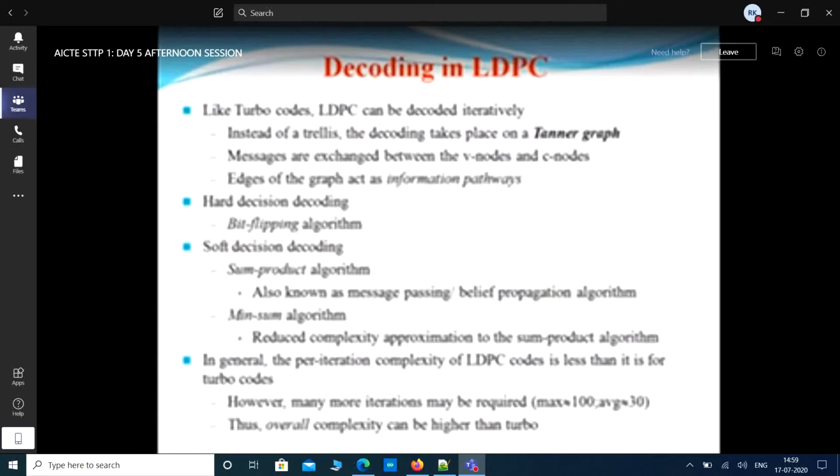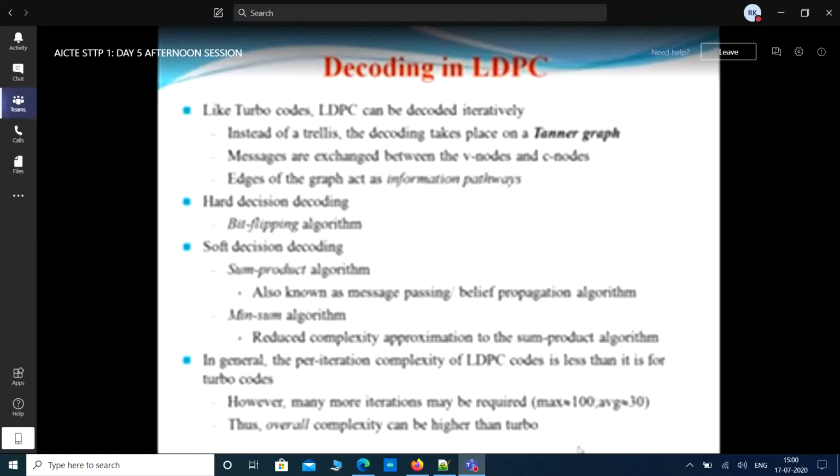So is there any technique to decide the iterations, or what are the maximum and the average iterations? Even if we still do not get the output, what happens at the receiver side? How many more iterations may be required? The maximum is 100 iterations, or on average 30 iterations. After 30 iterations, you can stop your simulation. Then whatever results you get, you can draw the plot. And thus the overall complexity can be higher than the turbo only.